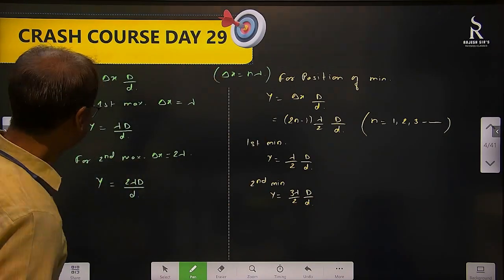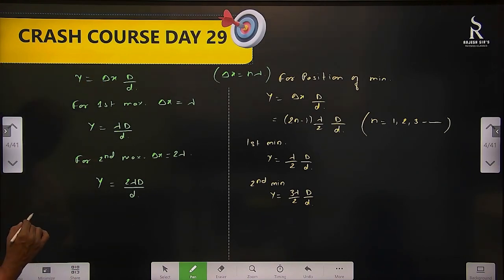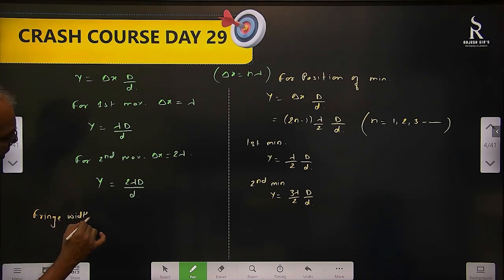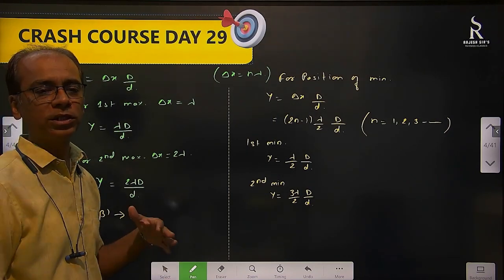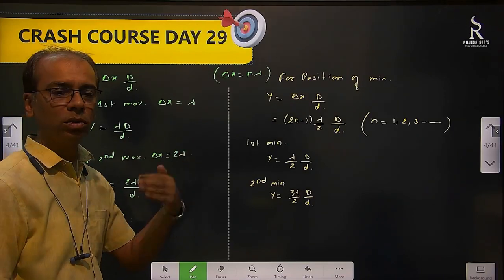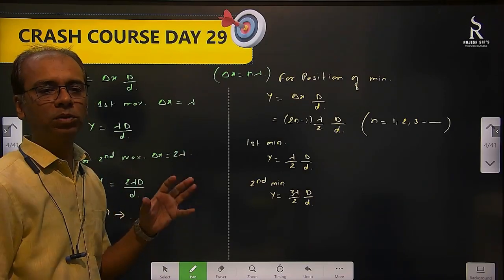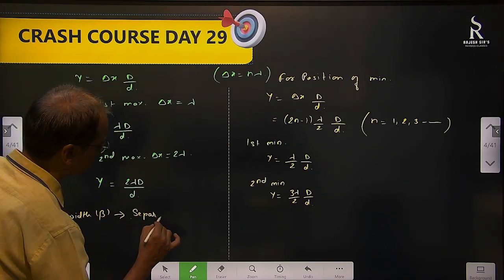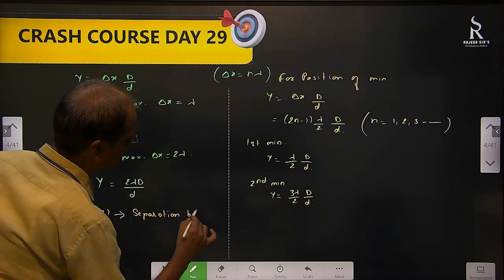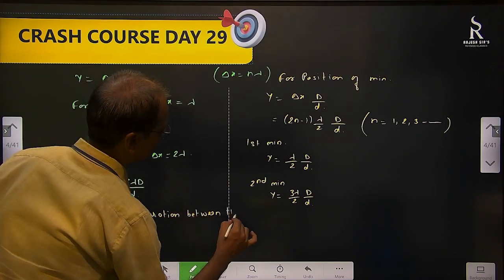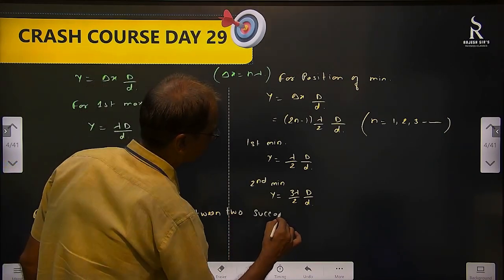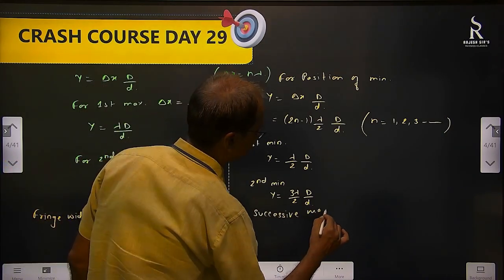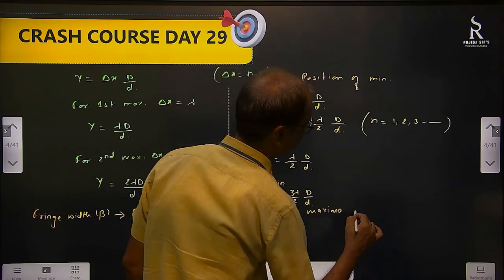Okay. Now there is a concept which is called fringe width, which we represent with beta. What is fringe width actually? Fringe width is the separation between two successive maxima or minima.